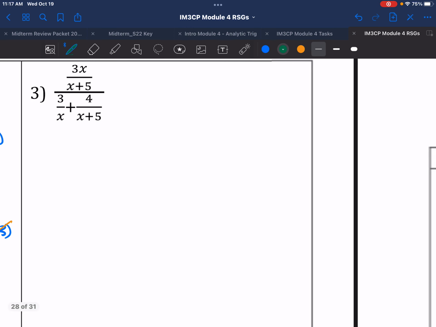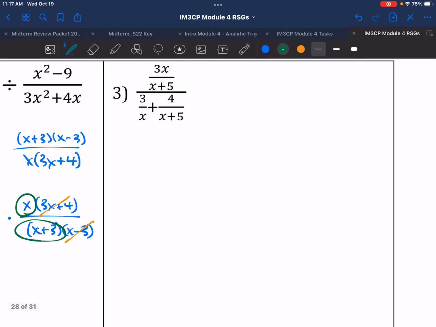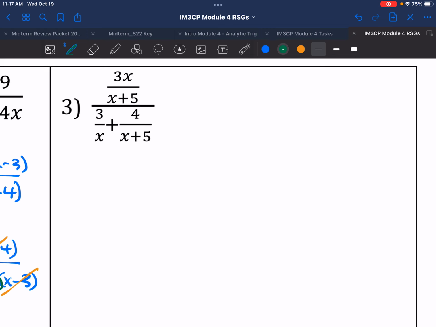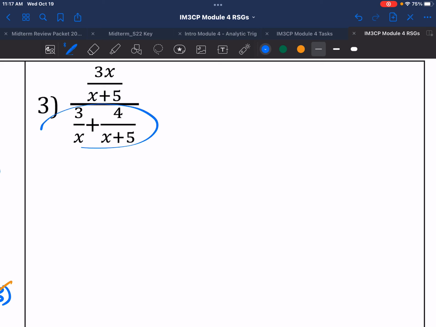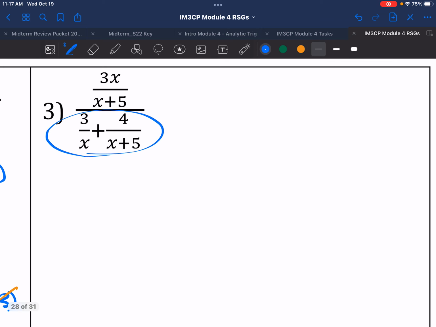Now we move on to number 3, which is a complex fraction. The only way to simplify a complex fraction is to first make sure the numerator and denominator are a single fraction. So the numerator, that's already done. We're not going to do anything with the numerator currently. The denominator is what we're going to need to fix. The first fraction in the denominator is missing an x plus 5, so that's what we're going to multiply by. And the second fraction is missing the singular x, so that's what we're going to multiply by.